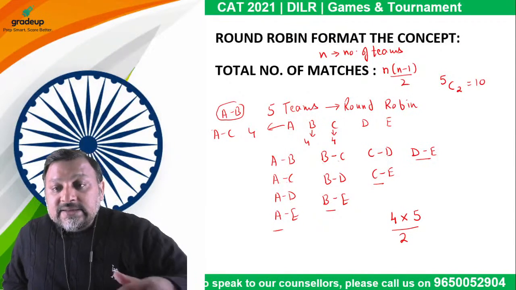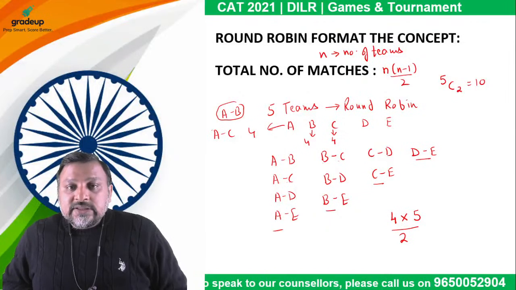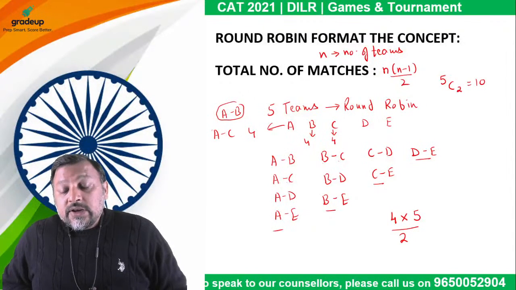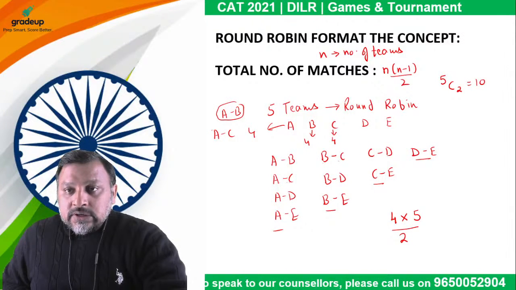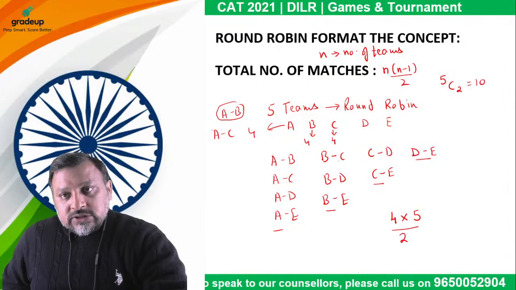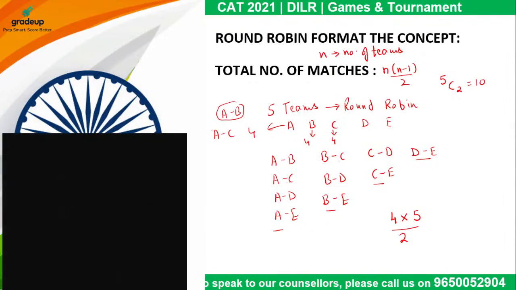Is this clear, guys? The number of matches in the round robin tournament involving n teams. See, if you have understood, just say yes or clear. And if there is some doubt or confusion, you can type in explain, doubt, or once more. I'll do that again.